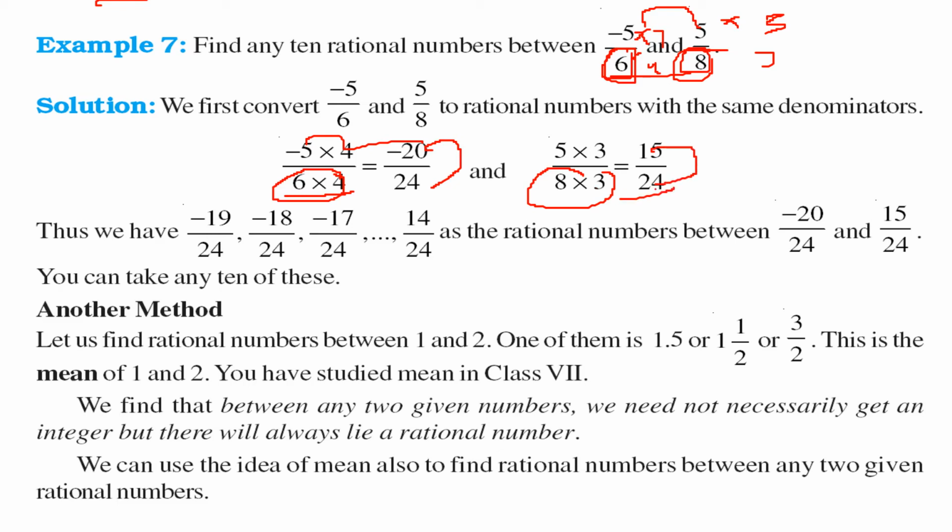Now, because the denominators are the same, you just have to find numbers between minus 20 and 15. So how many numbers are there? There are numerous numbers, and you can take any 10 of these. There is another method also.